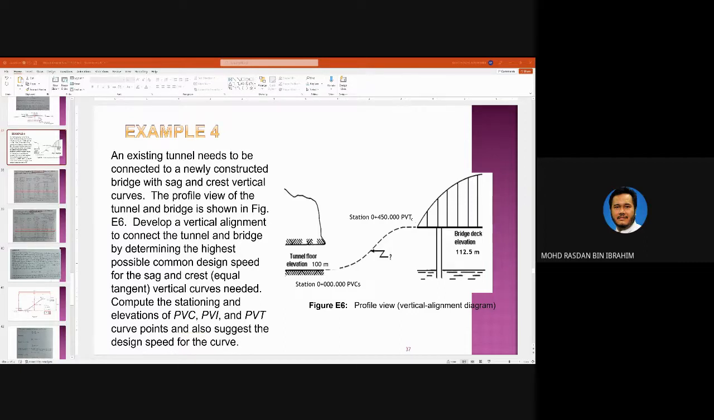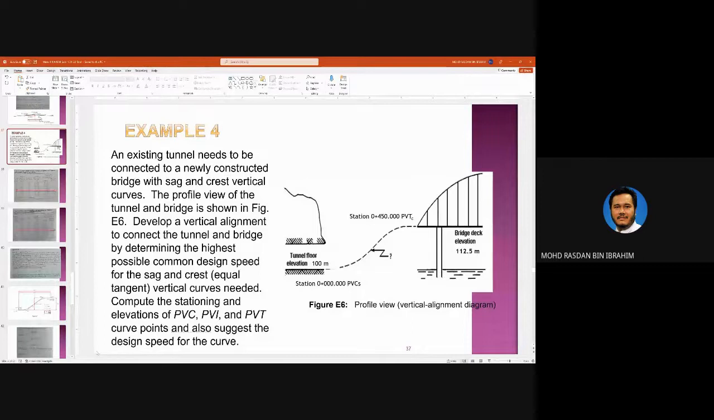Okay, let's continue our lecture. So example 4. You need to construct a gradient. Existing tunnels need to be connected to a bridge. So you want to connect this tunnel over here with a bridge.